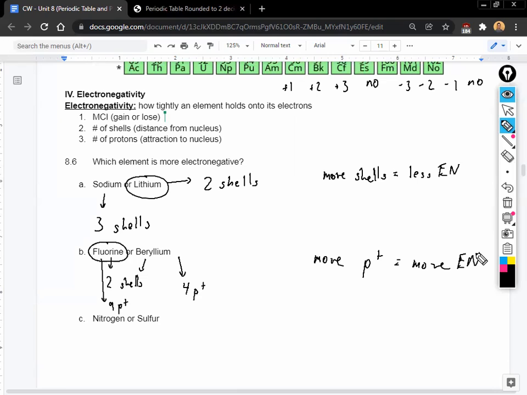All right, so let's bring that together. I'll have you guys do nitrogen and sulfur. Did you guys do nitrogen and sulfur already? Yeah. Wow, you guys are so fast. So nitrogen, how many shells? 2 shells. My gosh. How many shells does sulfur have? 3 shells. Okay, this one's pretty easy. Which one is more electronegative? Yeah, nitrogen.